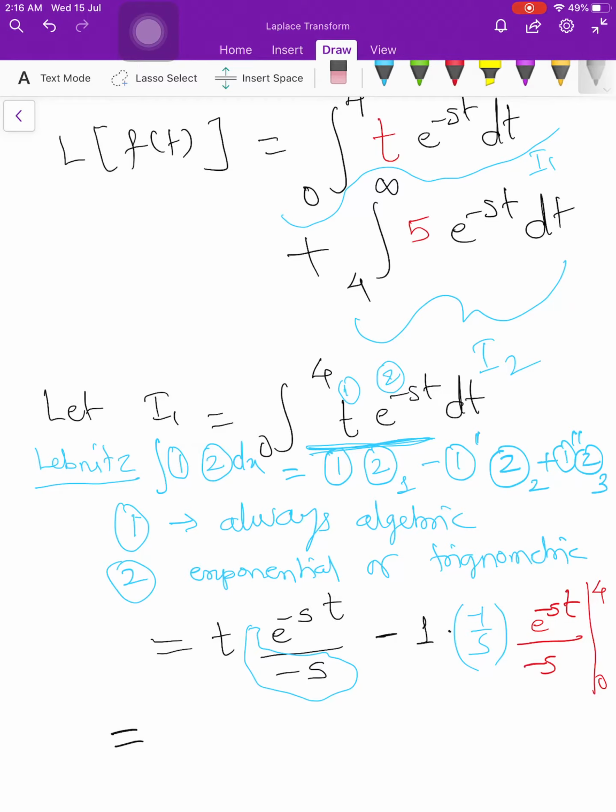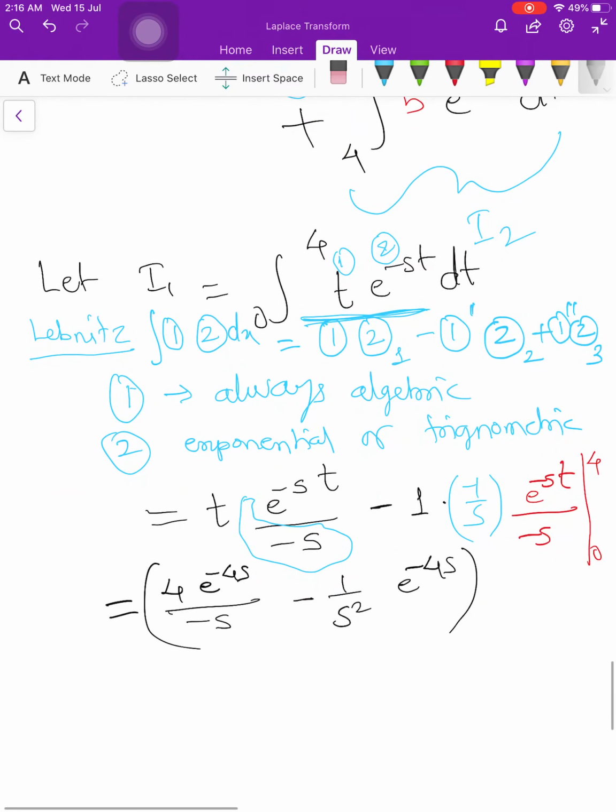So in place of t we have to write 4. So here is 4, here is e raised to minus 4s upon minus s, minus, or you can simplify first. So minus becomes minus 1 upon s square, and this is e raised to minus 4s. This is the upper limit for 4. Next is minus times the lower limit, so we will put 0. So 0 into t, so we will have 0 here, minus 1 upon s square, and here it will be e raised to 0.